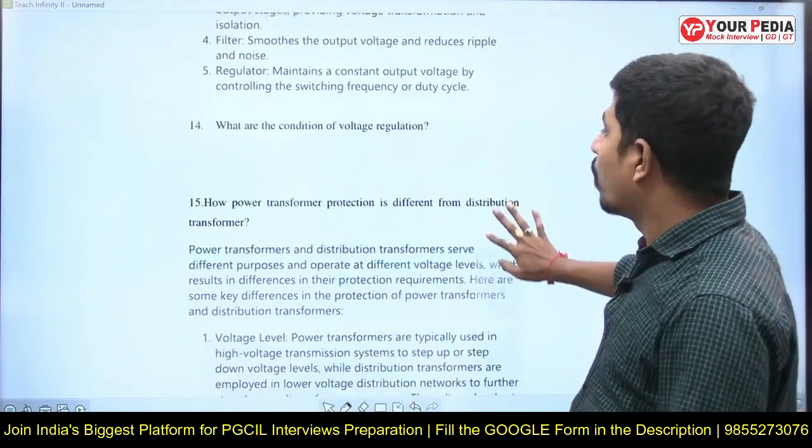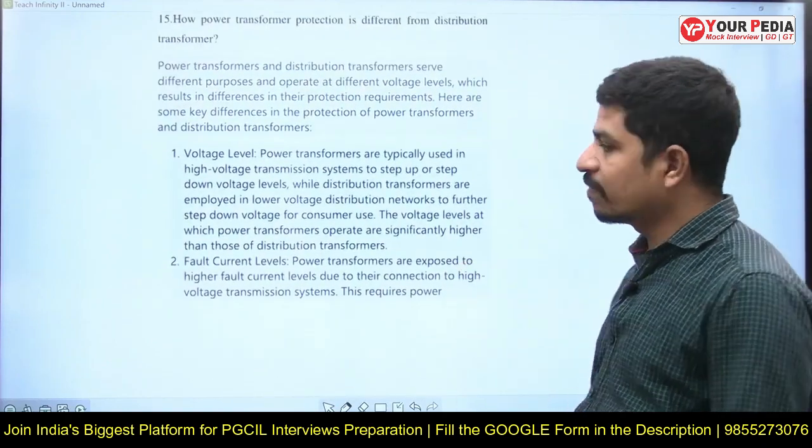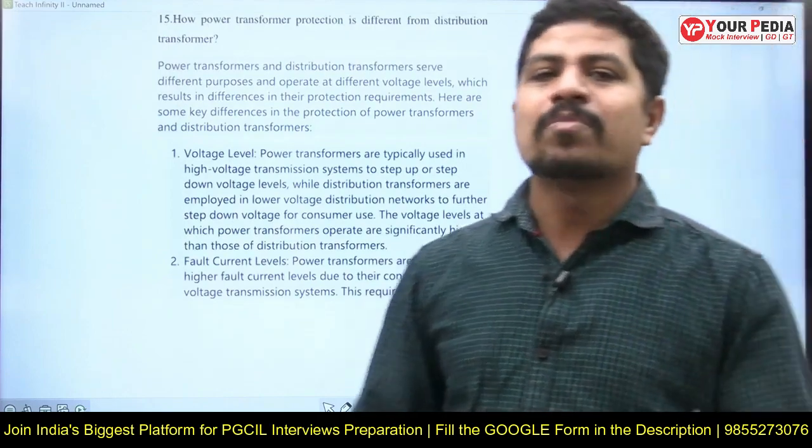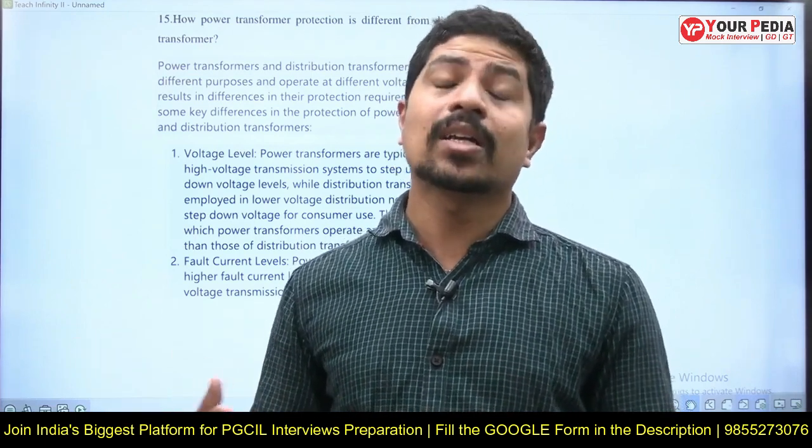Next, how is power transformer protection different from distribution transformer? This is one of the important things. See, a power transformer is used at high power and high voltage systems, and it is connected in a place where transmission is involved. A distribution transformer is a small transformer, its rating, its capacity is small, and it is connected with a small number of devices. So protection of a power transformer is very difficult when compared to a distribution transformer.